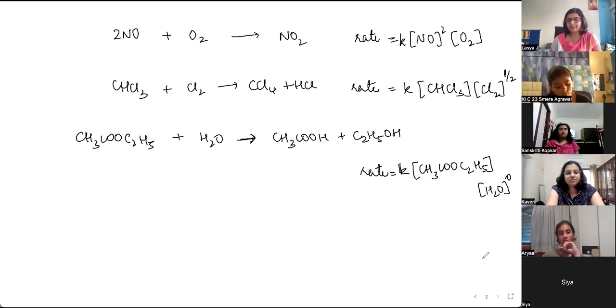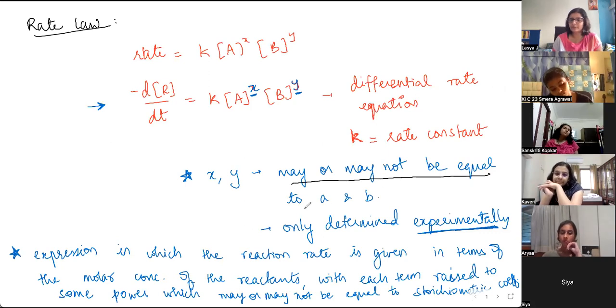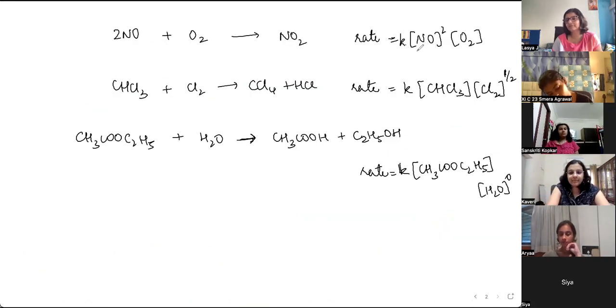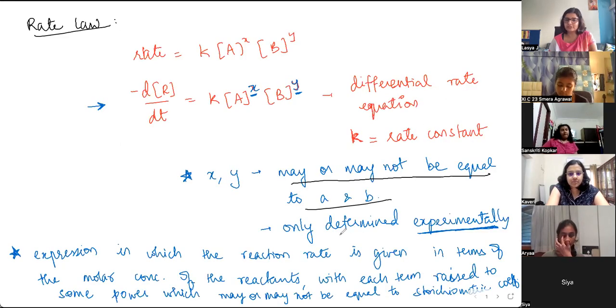Okay. So that's the point of mentioning it may or may not be equal to the stoichiometric coefficient. You do have cases where it is equal, but you do have cases where it's not as well. So the only way you can figure out what x and y are is experimentally. That's it.